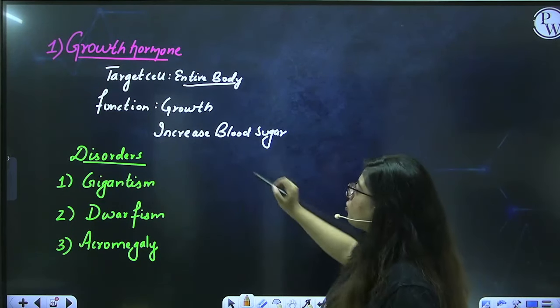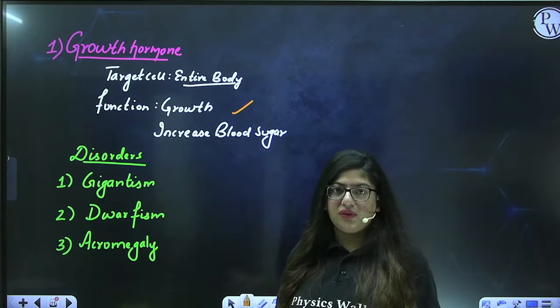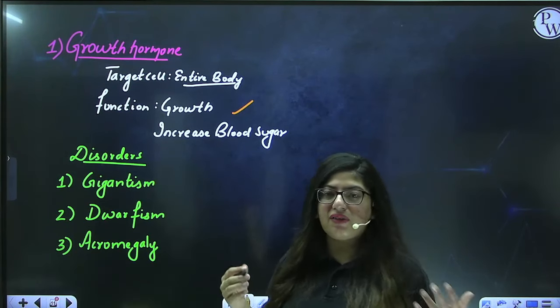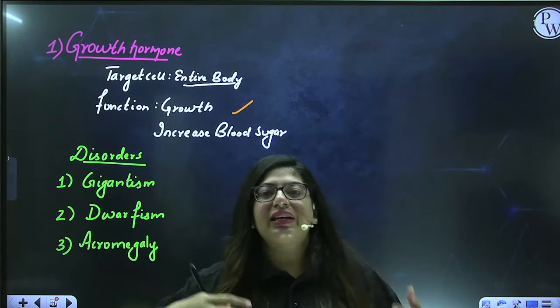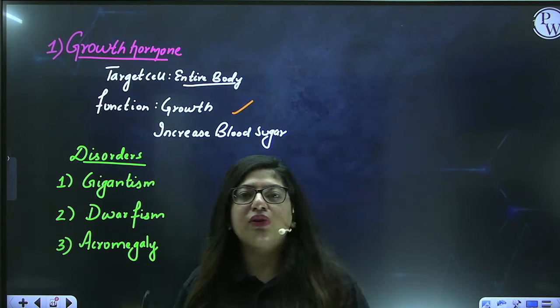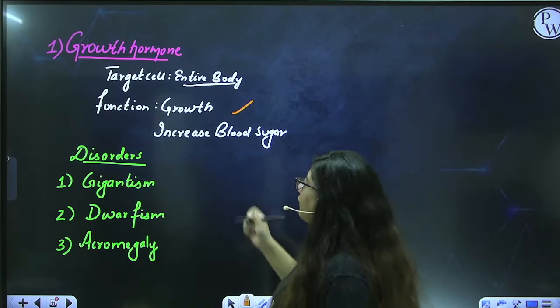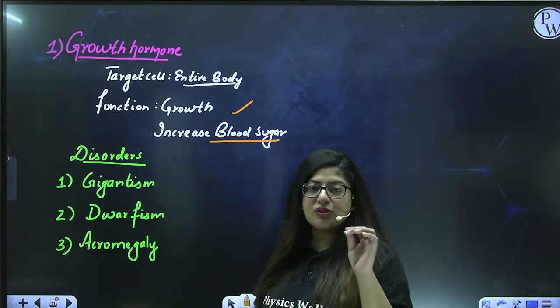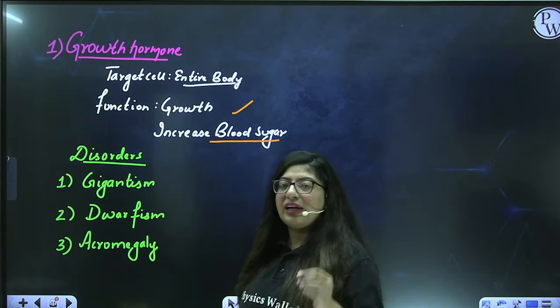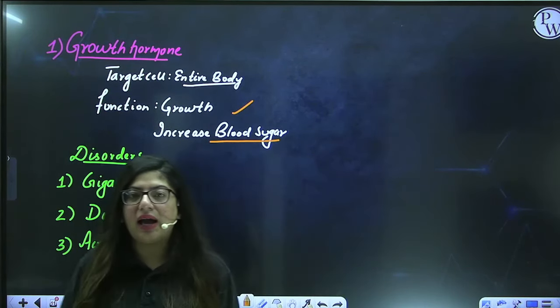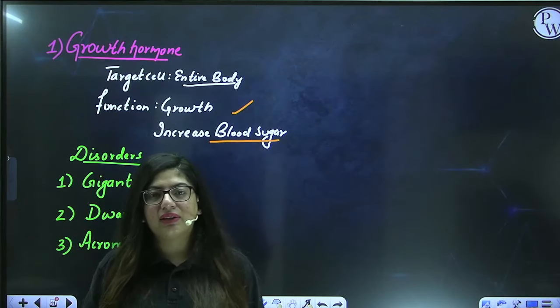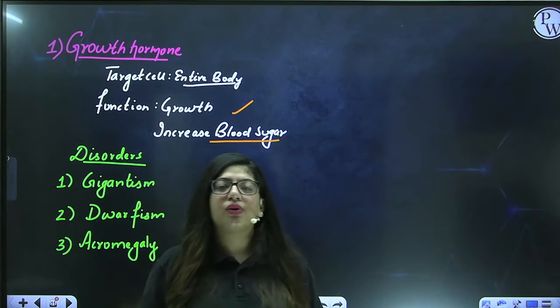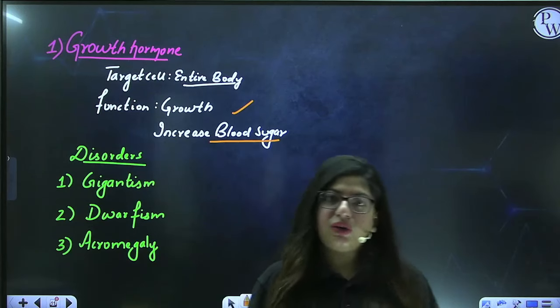Its function is to cause growth. If we say we are growing and increasing in height, growth hormone is responsible for that. And an increase in blood sugar is also one of the functions of growth hormone. It will make sure that the sugar is higher in the blood, so that the sugar can go to the entire body parts or body organs, right?